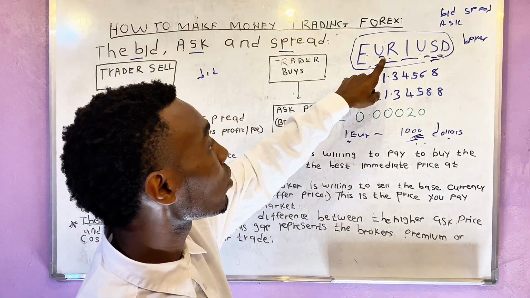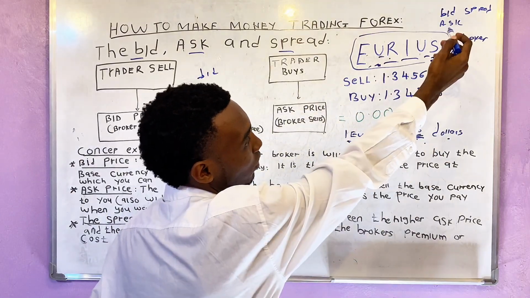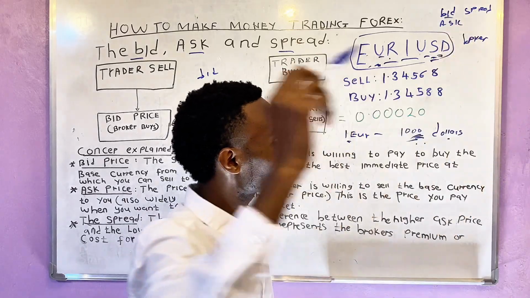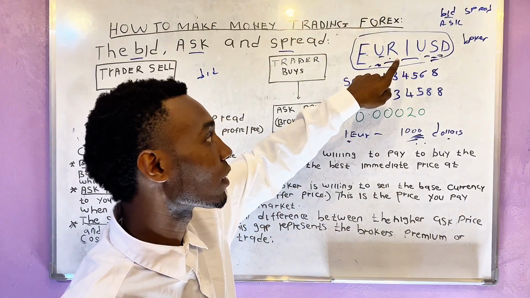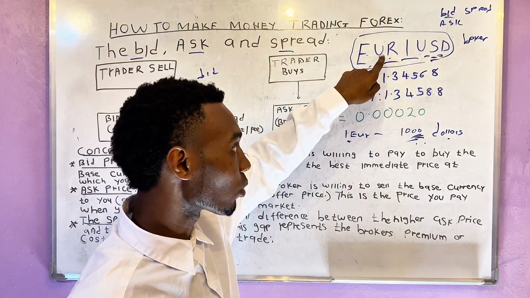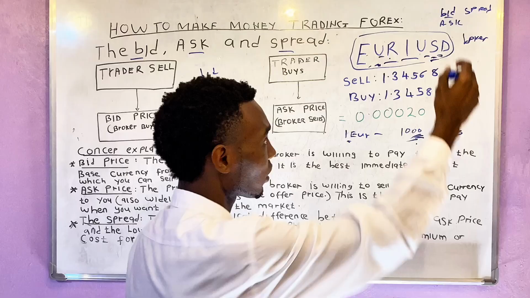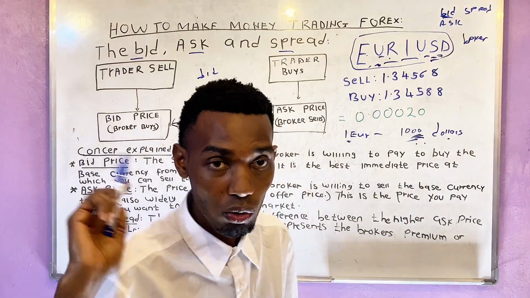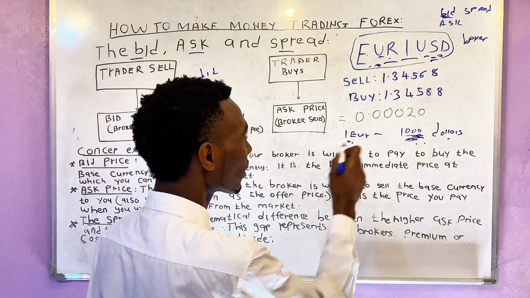Now, if you're going to sell this one, see, you have bid. You are going to buy this euro. Now the broker himself is going to sell to you. This is what we call bid. And he's going to sell to you at this $1,000 for 1 euro.